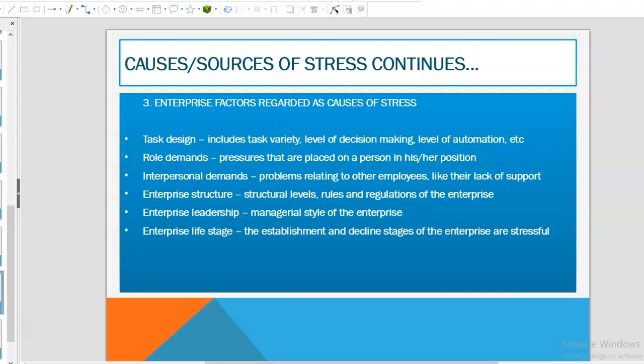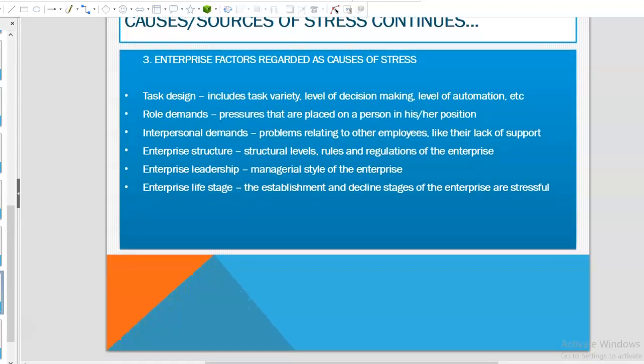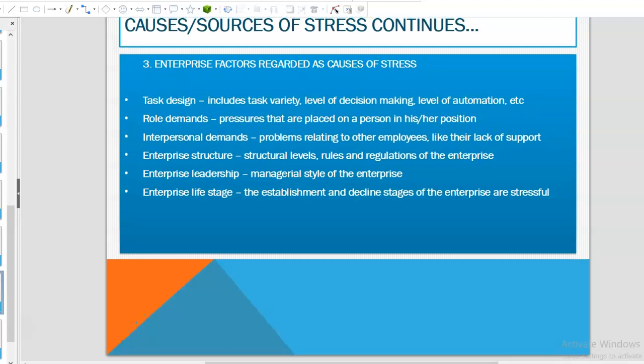These are the enterprise factors regarded as causes of stress. These are divided into task design, role demands, interpersonal demands, enterprise structure, enterprise leadership, and enterprise life stage. So task demands, we are talking about the nature of the task. For instance, it includes task variety and the level of decision making that the task may require. It is a cause of stress as well. Level of automation. Role demands, pressures that are placed on a person in his or her position.